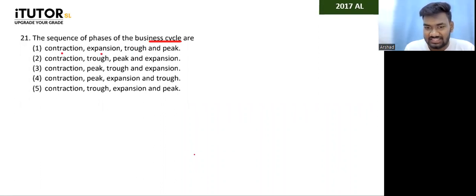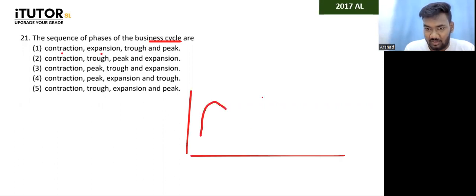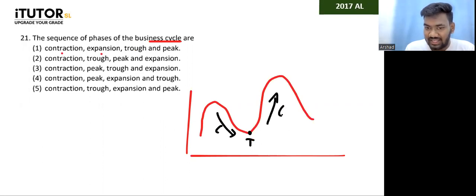Now, what are the stages, guys? So it goes up and down and up and down, right? Going down is called a contraction. The bottommost point is called a trough. Going up is called an expansion. The topmost point is called a peak. So see which one is talking about the order.